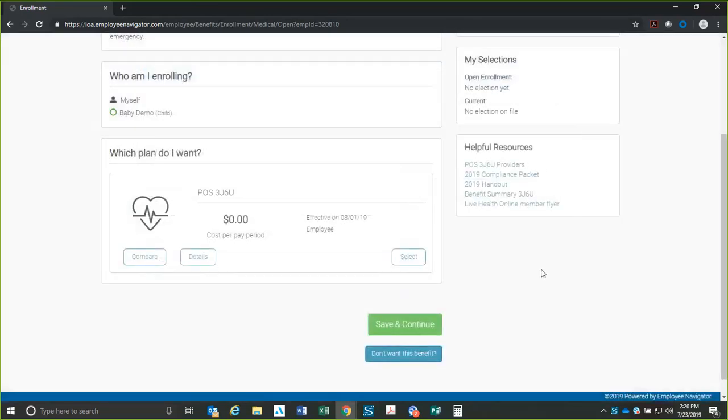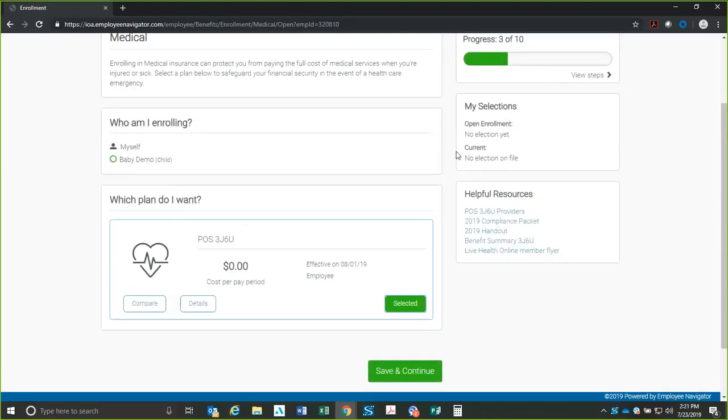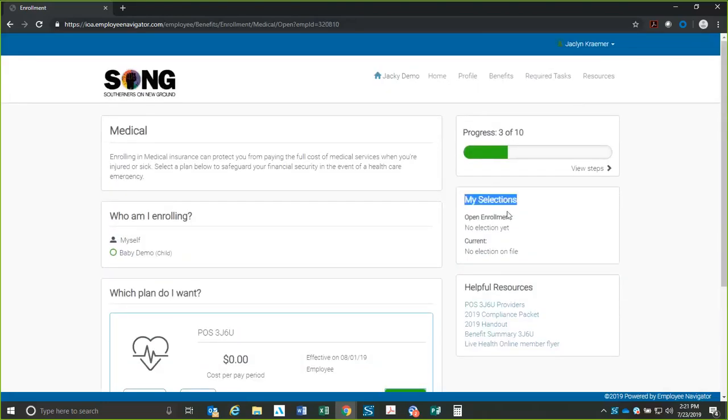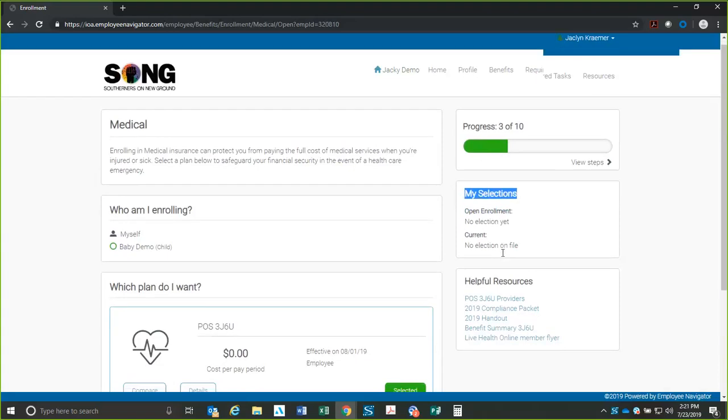Any questions on your medical plan? Now, fortunately for all of you, this plan is covered by your employer at no cost to you. So all of you, unless you have coverage elsewhere, should be selecting this plan at least for yourself. And if you have any questions along the way, please let me know. We also have on the right-hand side your selections. It'll show you what you were paying last year and what the plan name was last year.